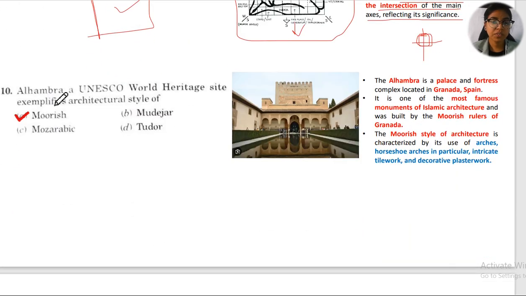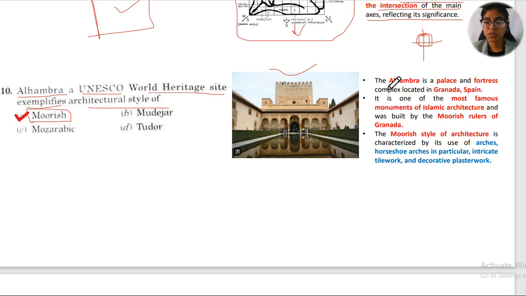Next question we have: the Alhambra, a UNESCO World Heritage Site, exemplifies the architectural style of. So this is your Alhambra, which is a UNESCO World Heritage Site. The question is asking which architectural style it represents. It represents your Moorish architectural style. Now you will see what is Moorish.